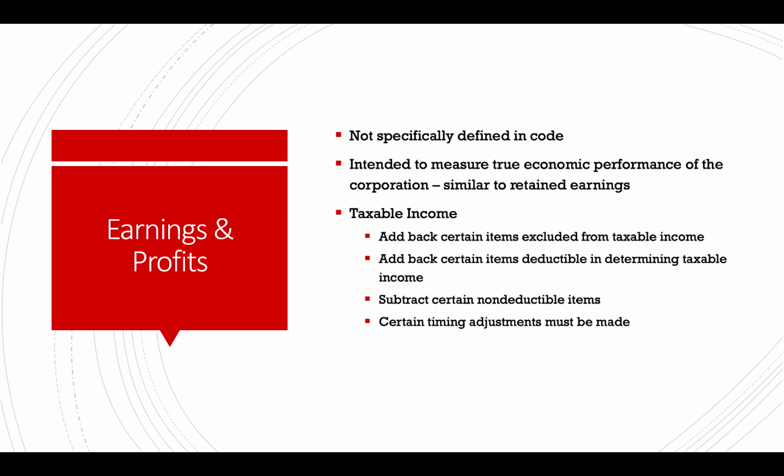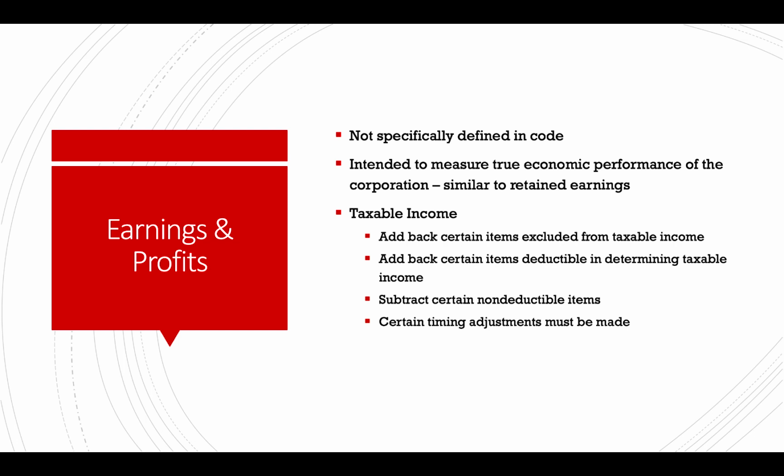So we start with taxable income, and we add back certain items excluded from taxable income, but that increase economic performance. Some examples of those might be municipal bond interest. We know that municipal bond interest is not taxable. We don't include it in gross income, but it actually does increase our economic performance. All right, then another example might be life insurance proceeds, federal tax refunds, excludable discharge of debt, and realized but not recognized gains. All of those things are not taxable, but they actually do increase our economic performance during the year.